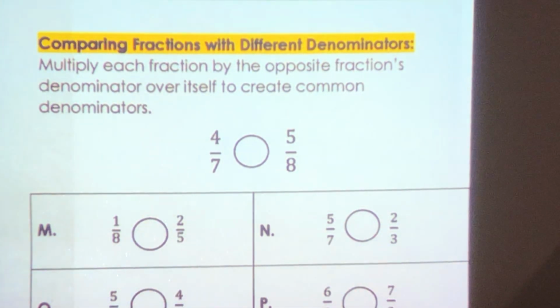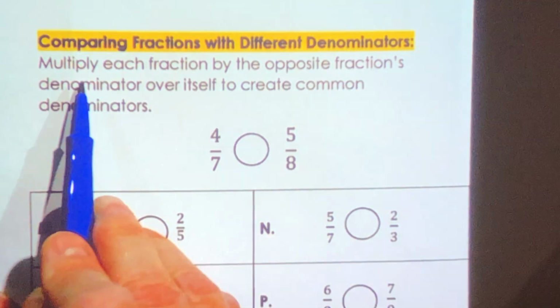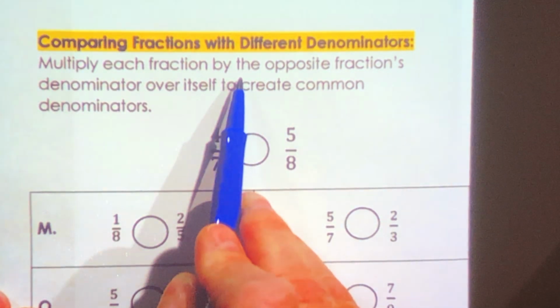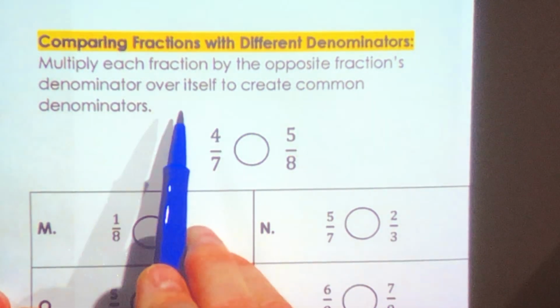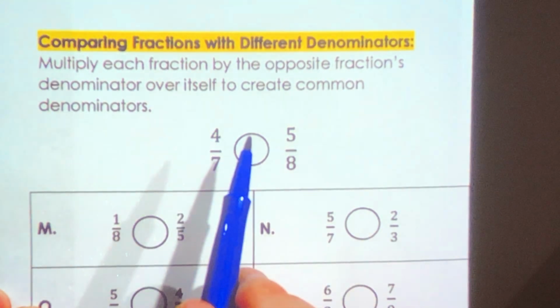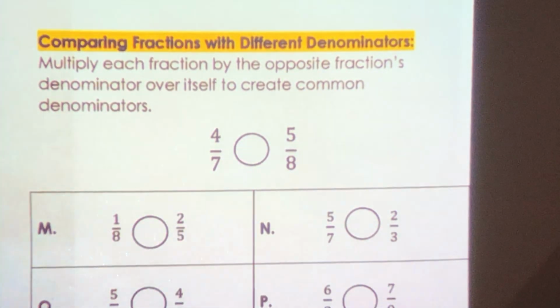Well, I'm here to tell you. All you have to do is multiply each fraction by the opposite fraction's denominator over itself to create common denominators. And those are a lot of fancy words, right? So let's put it into action. I feel like that helps.